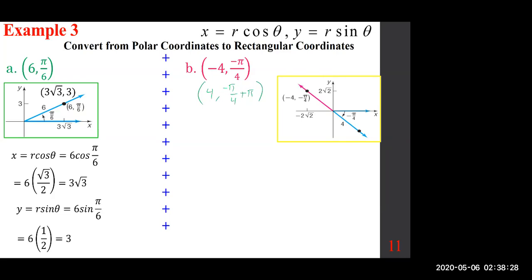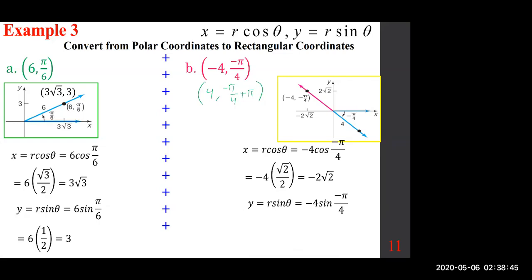So x is r cosine theta. Cosine of negative pi over 4 is the same as cosine of pi over 4. Everybody knows that, because cosine is an even function. Now, r sine theta. Sine of negative pi over 4 is negative sine pi over 4. Negative times negative 4 makes it positive 2 square root of 2. Okay, class? Okay, this is wrong.